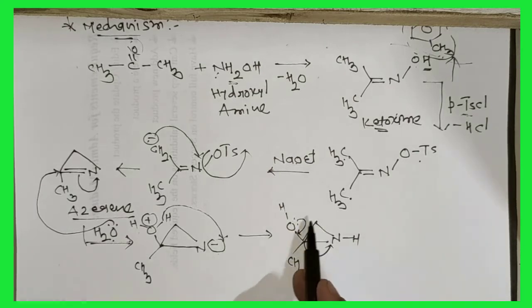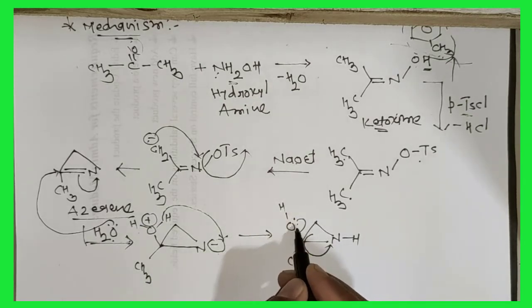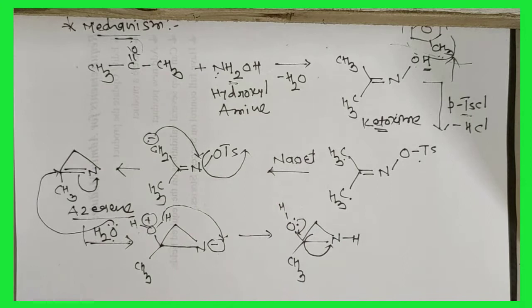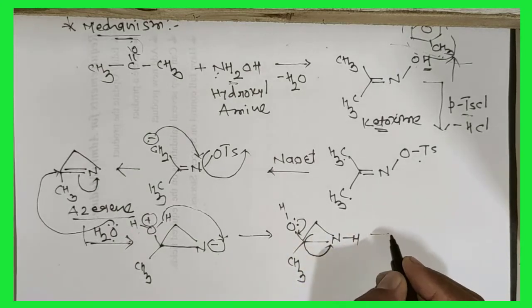Right? This lone pair of oxygen participates in the bonding. Why is it doing this? Because here is a 3-member ring, and a 3-member ring is not stable. That's why this is the electron donating site, or we can say the driving force comes from here. So this lone pair participates in the bonding. This bond transfers to nitrogen.